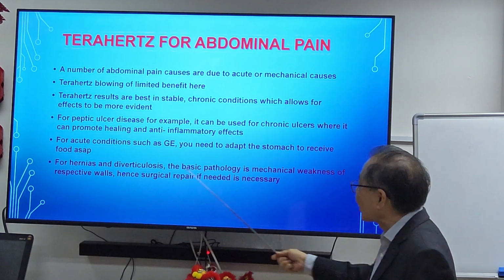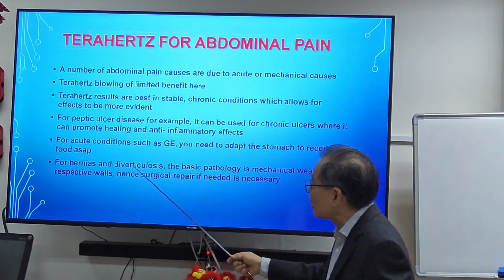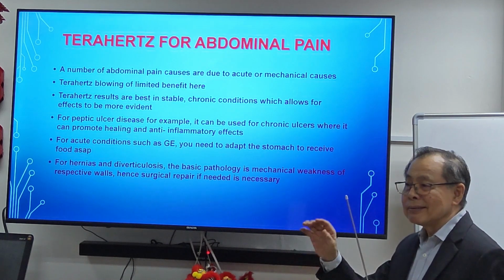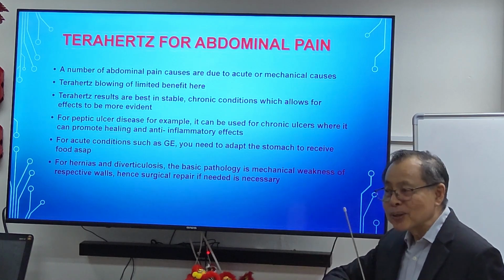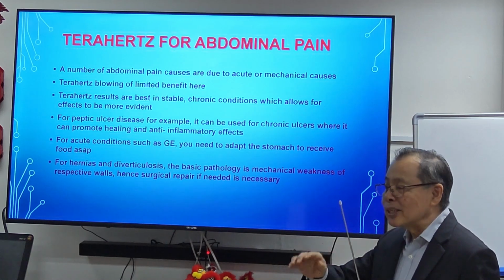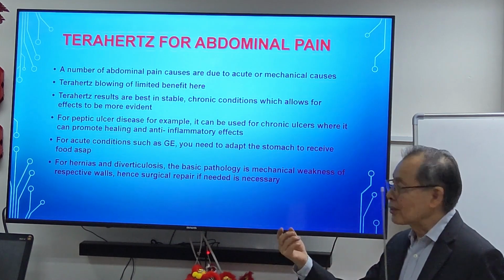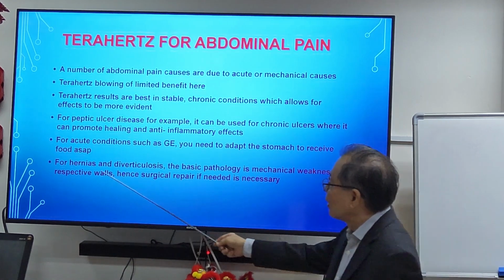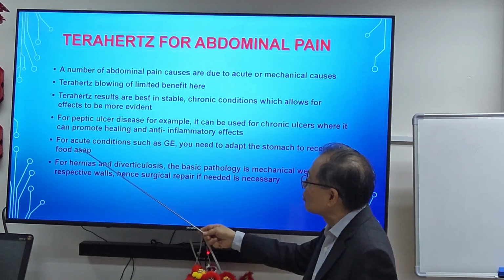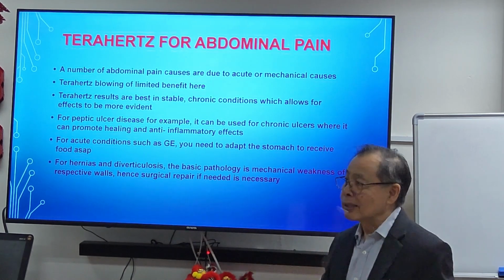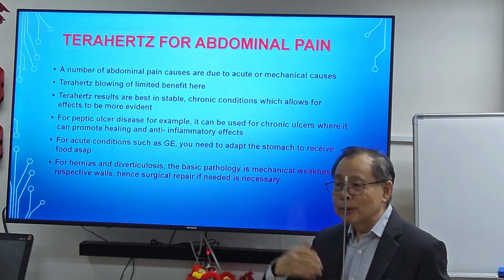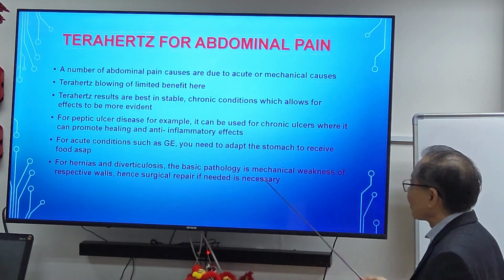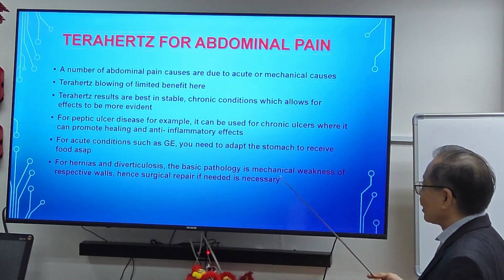And where it is mechanical, such as hernias and diverticulosis, you really need to do something and ensure that that mechanical condition is no longer true. Because if there is a weakness in the wall of the intestines, well, in the abdomen for hernia and in the colon for diverticulosis, you really need to repair the wall. You cannot expect this to stay.